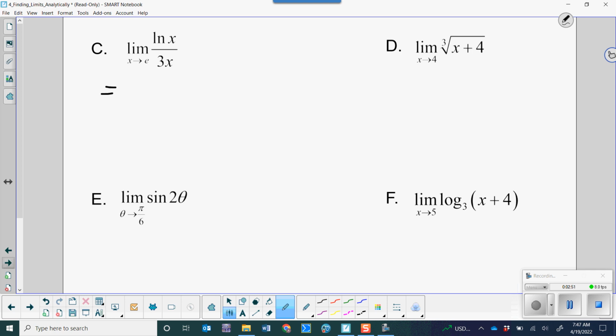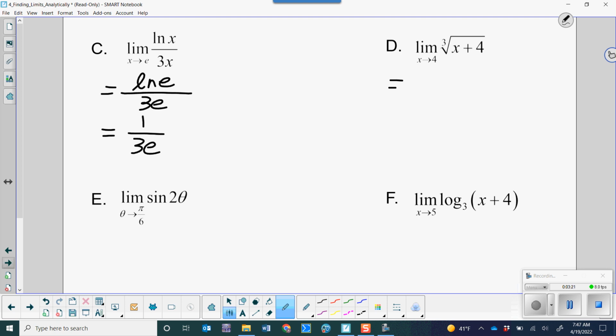So let's do direct substitution again. So I have ln of e over 3e. Well, ln of e is one of those log properties, and log properties are super important in calculus. We're going to use them all the time. So ln of e is one of those you should know as being 1. So we get 1 over 3e, and that's just the answer. You don't stress over simplifying. I mean, that is simplified, so that's just the answer.